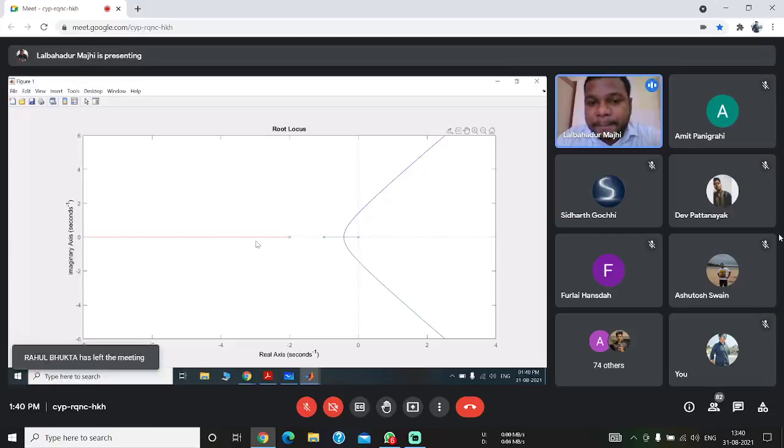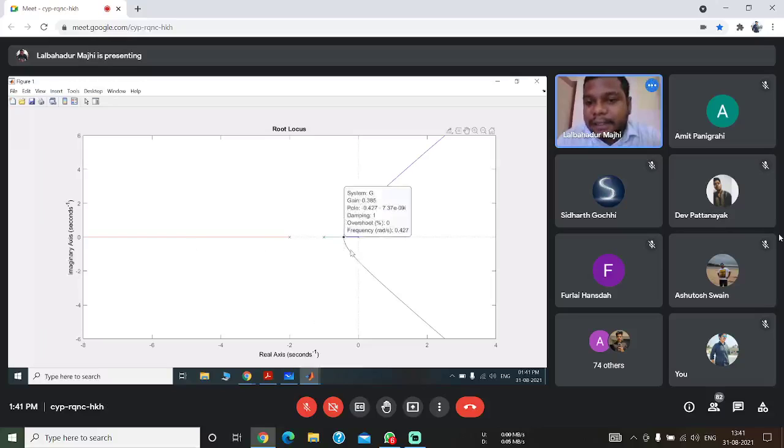Similarly, this red one: any point on this red line, if you choose any point, towards its right there are 3 poles. It means an odd number of poles and zeros combination. So this line will exist in our root locus. We can see here at this point, these two are meeting and then breaking. So this is called a breakaway point, at which the two root loci meet and break away. That point is known as the breakaway point.